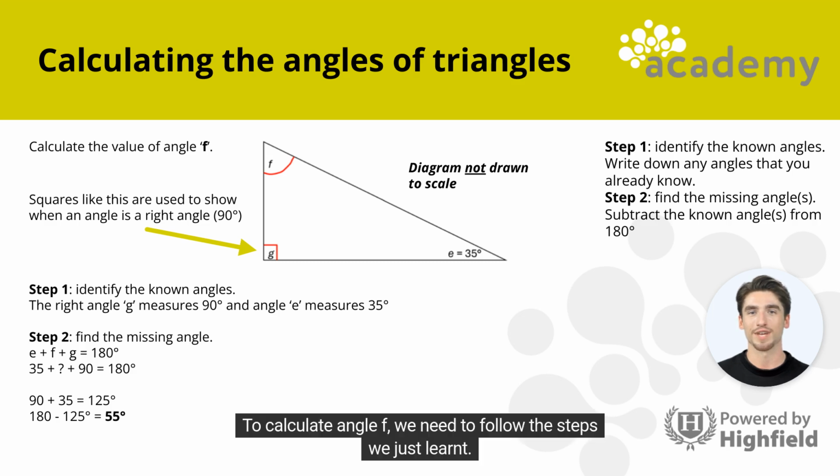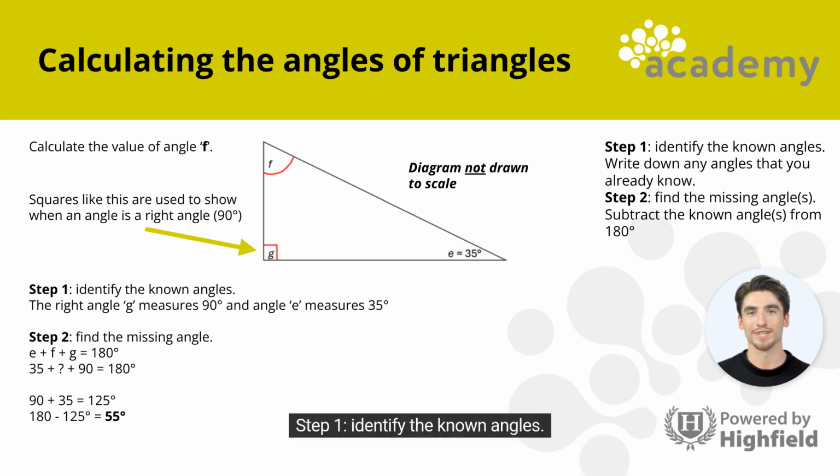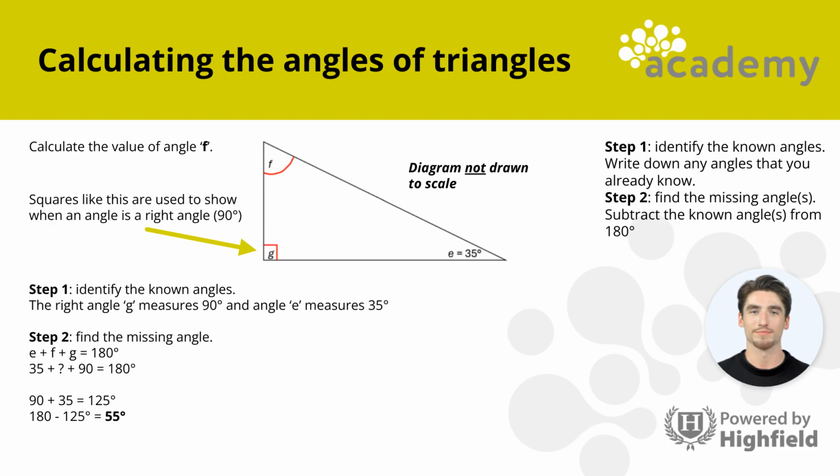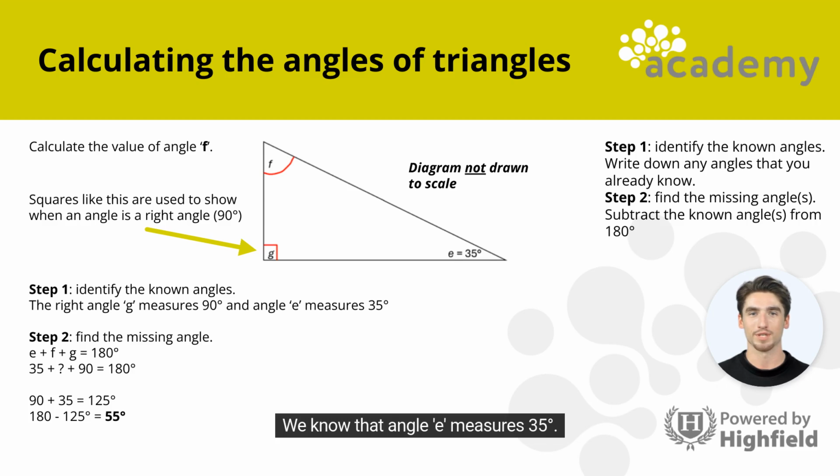To calculate angle F, we need to follow the steps we just learnt. Step 1. Identify the known angles. We know that the right angle measures 90 degrees. We know that angle E measures 35 degrees. We also know that the angles need to total 180 degrees.